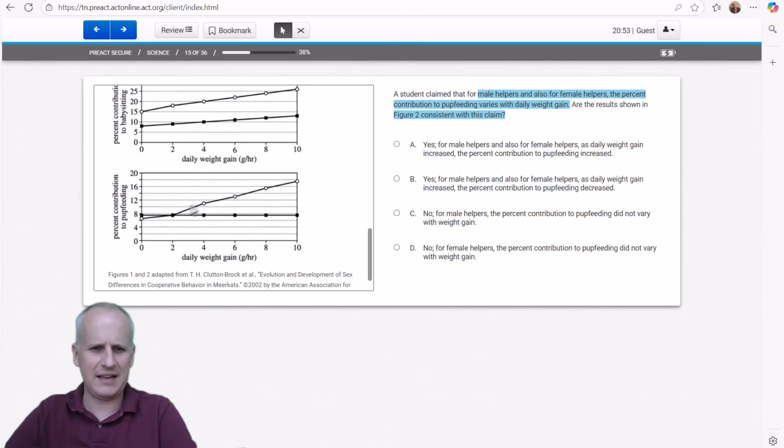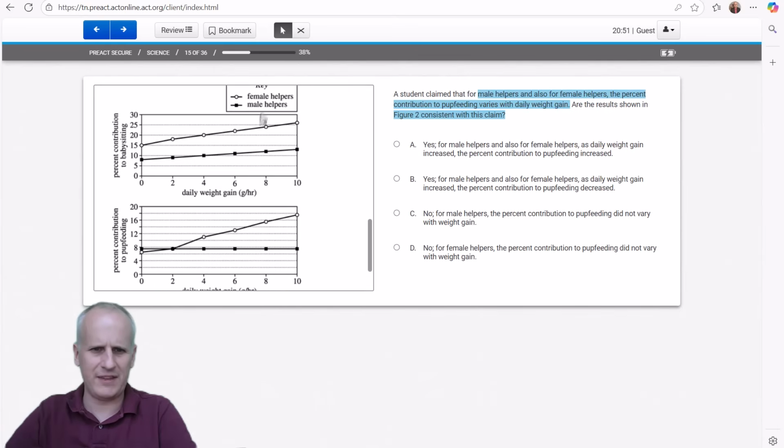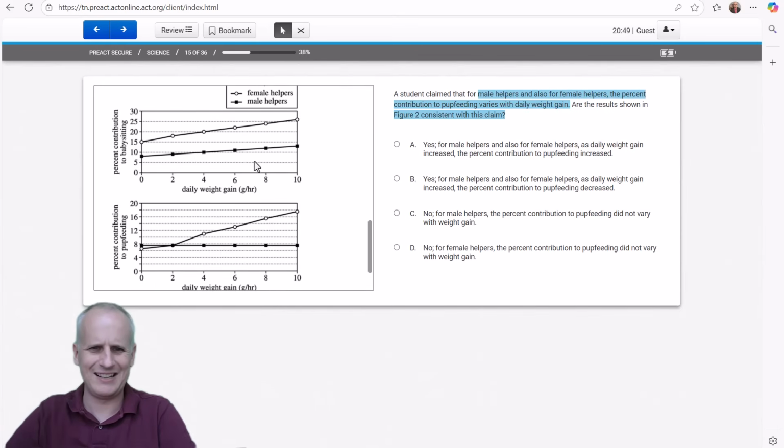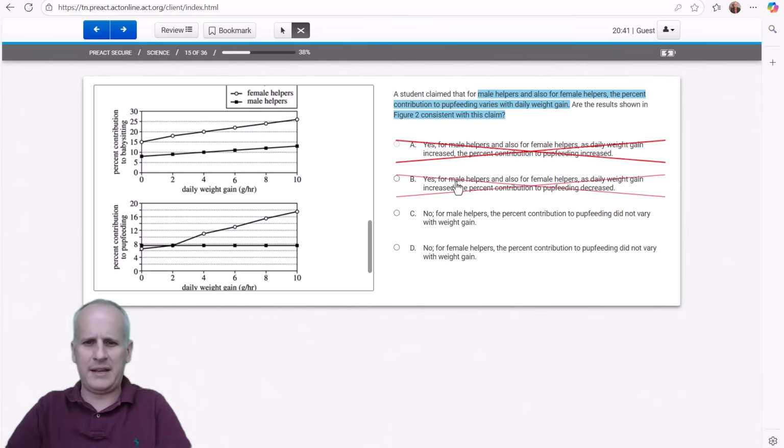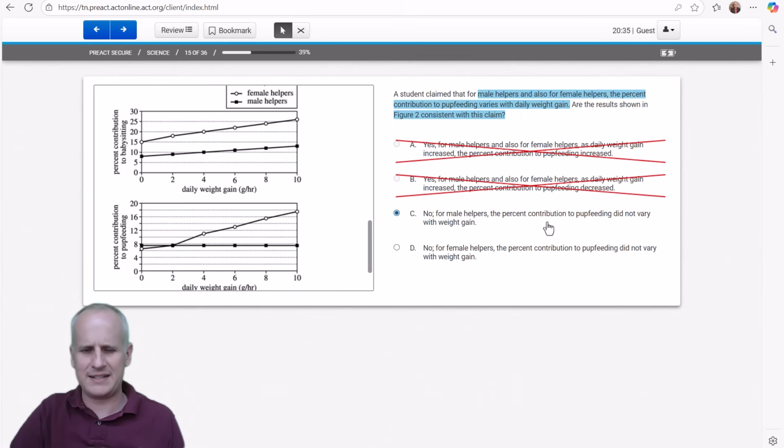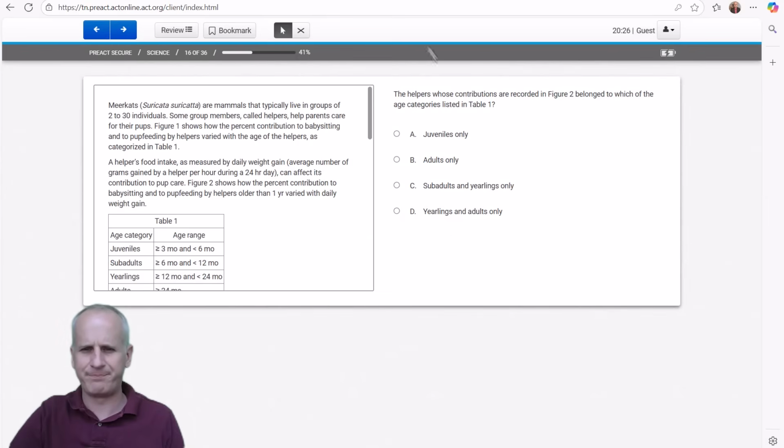And I see that, yeah, it kind of does for the female helpers, but it's certainly not for the male helpers. So is this true for both male and female? We're going to have to say no, which allows us to eliminate the answer choices that say yes. And if we're looking at choices C and D, we should recognize that C correctly articulates that for the male helpers, the contribution did not vary with weight gain. So we'll select C and move on to the next question.